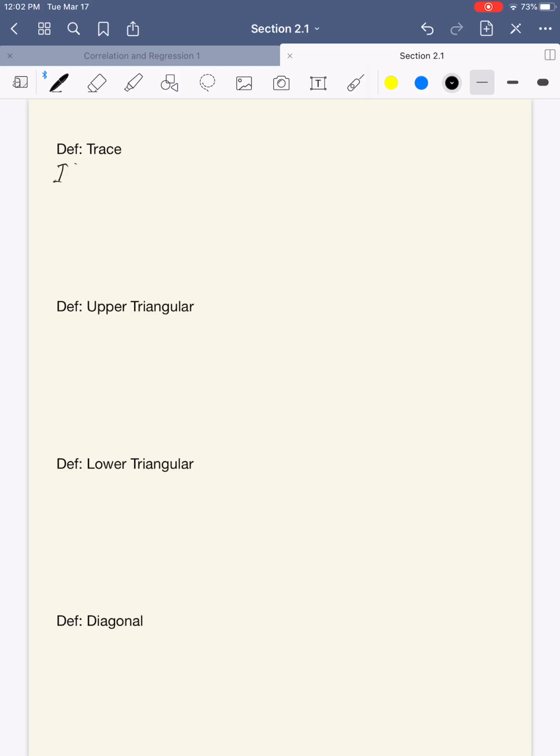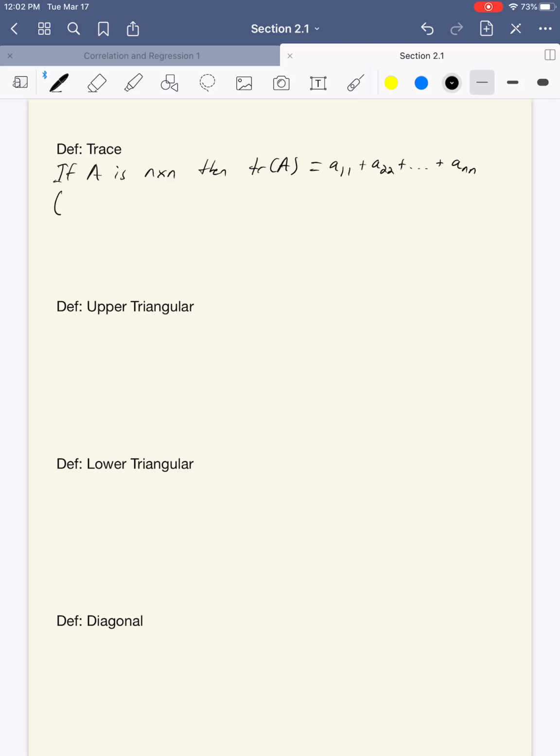So if A is n by n, then the trace of A, written TR of A, is equal to A11 plus A22 plus dot dot dot plus ANN. So the trace is the sum of the diagonal elements. You should keep in mind here that trace is a property of a matrix. So the trace is just simply a value, and it's found by summing up those diagonal elements.